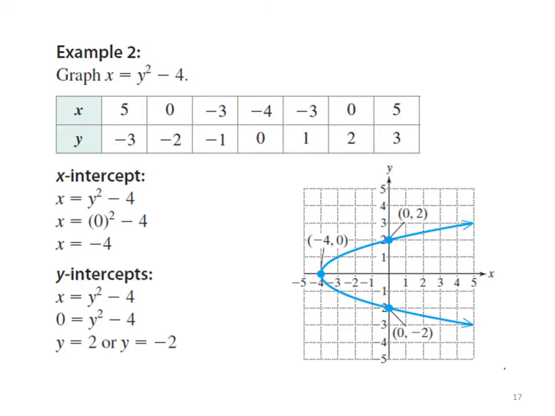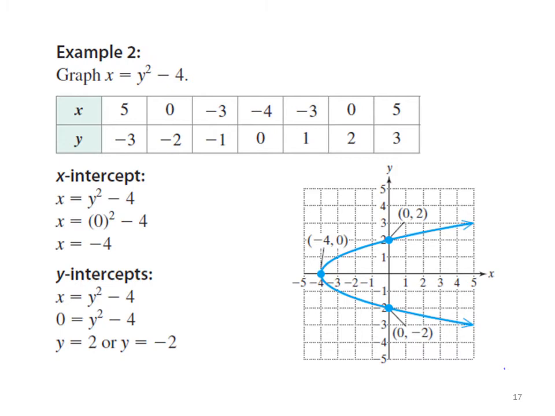For the x-intercept, you start with the equation x equals y squared minus 4. To find the x-intercept, set y equals 0. If you substitute y equals 0, you get x is equal to 0 squared minus 4. It is equal to minus 4. Your x-intercept is then minus 4 and 0, which is the point we found on the graph. This is your x-intercept. To find the y-intercept, now you set x equal to 0.